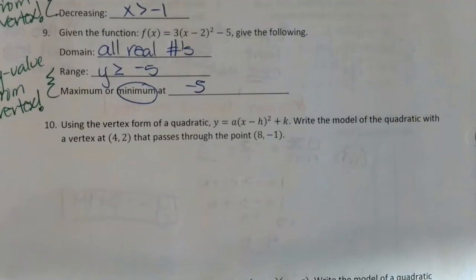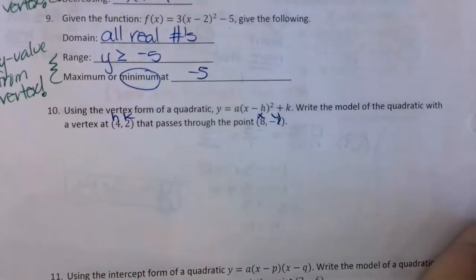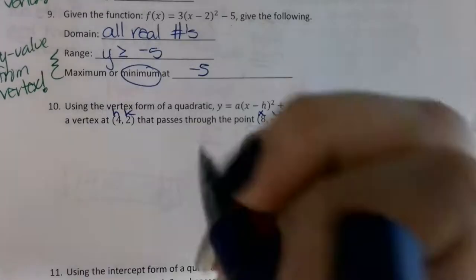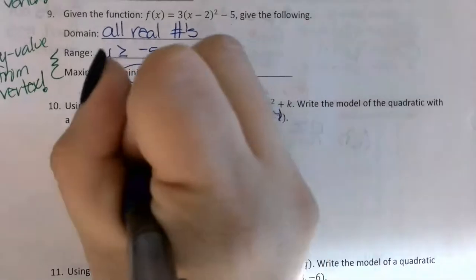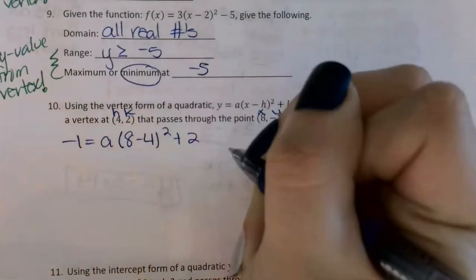Okay. Number 10 wants me to write the model of the equation with the given vertex and point it goes through. I will plug these in. Vertex is always h and k. Point is always x and y. So I'm solving for a and then plugging it back in at the end once I have it. So I'm going to have -1 equals a, parentheses, 8 minus 4 squared plus 2.